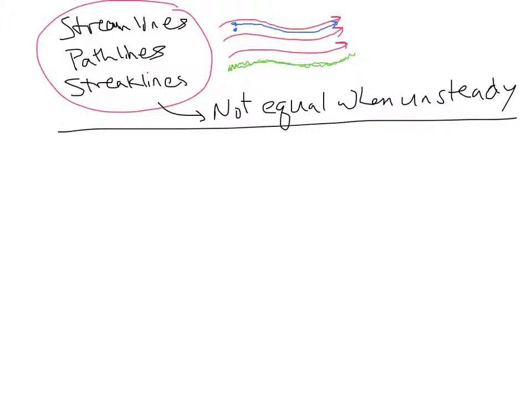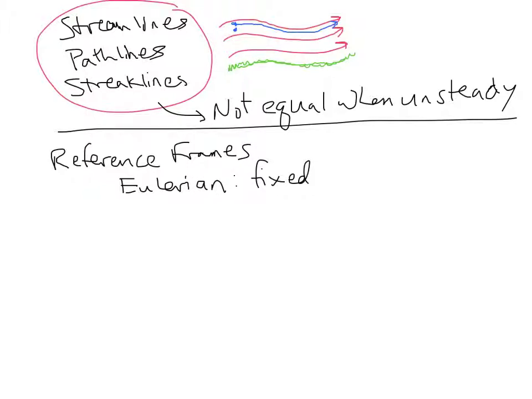Now, similar to this distinction between path lines and streamlines, we can think about two different reference frames that we might want to use in describing fluid motion. We have Eulerian and Lagrangian reference frames. The Eulerian frame is a fixed frame, and the Lagrangian frame is moving with particles, moves with the fluid.